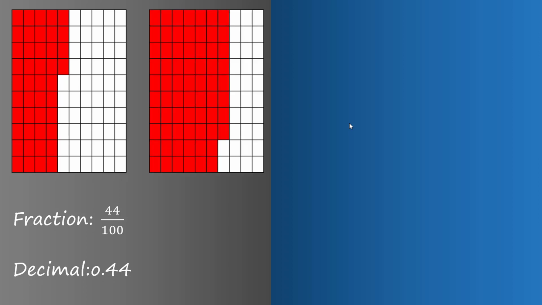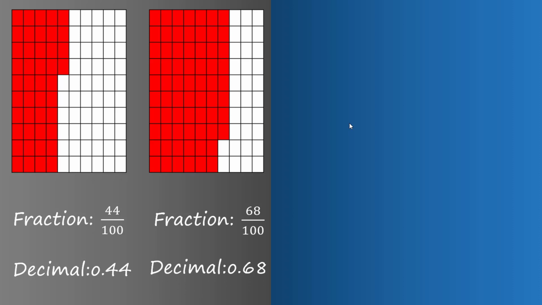But if we have a picture like this and we divide it into 100 equal parts, we can count to find the fraction. It will be 44 over 100, so we divide by 100, so we have 2 decimal places, and it will be 0.44. Another one, we can count the fraction, it's easy to find, 68 over 100, so it will be 0.68, the decimal fraction.